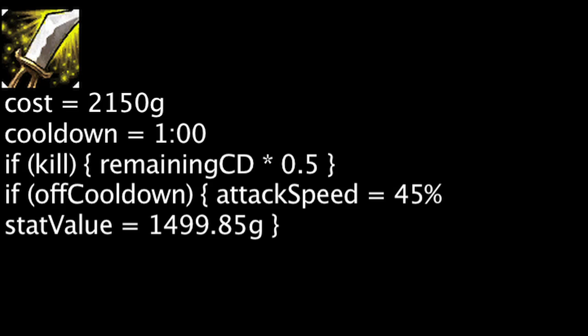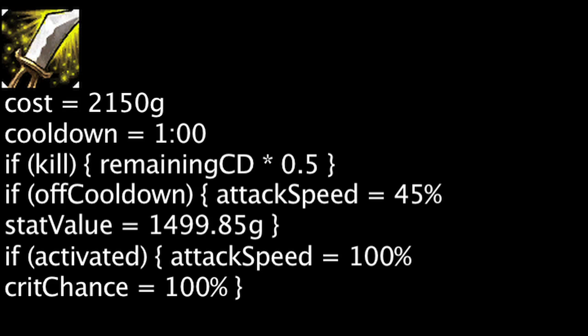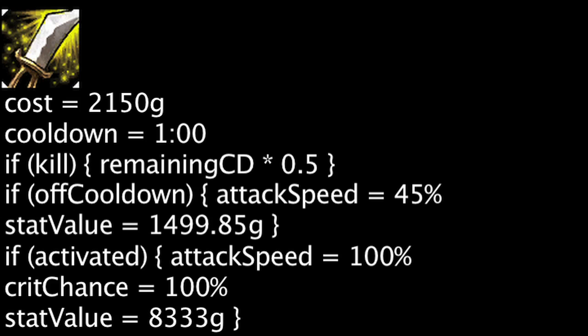If the item's effect has been activated, it will grant 100% attack speed and 100% critical strike chance. This effect will be removed after 3 seconds or 3 critical strikes. At this point, one is saving 6,183 gold on a Sword of the Divine.